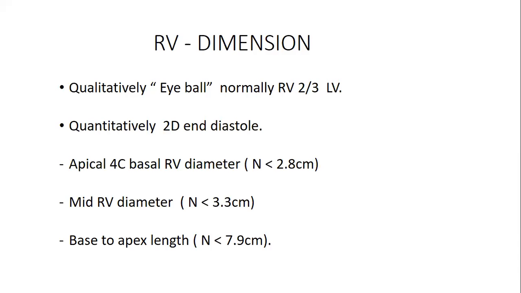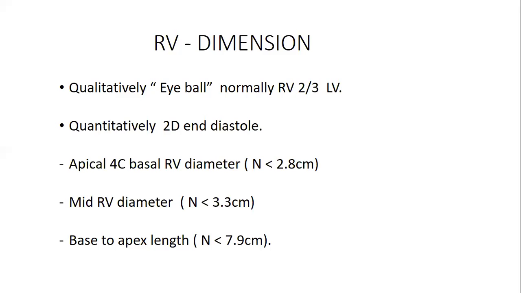Just by eyeballing, for those of you who are practicing echo and are experienced, you must remember that the right ventricle is actually 2/3 of the left ventricle. Just on a 2D echo, you are able to see that the right ventricle is within the normal range, even before you quantify. Quantitatively, you can also do a 2D end diastole to do your measurements. I'll show you the methods that you can apply when doing that.